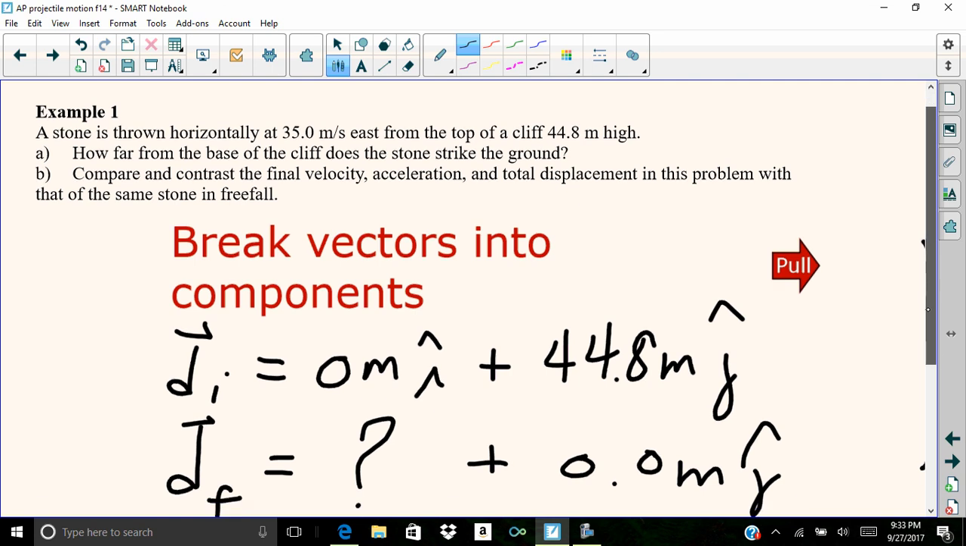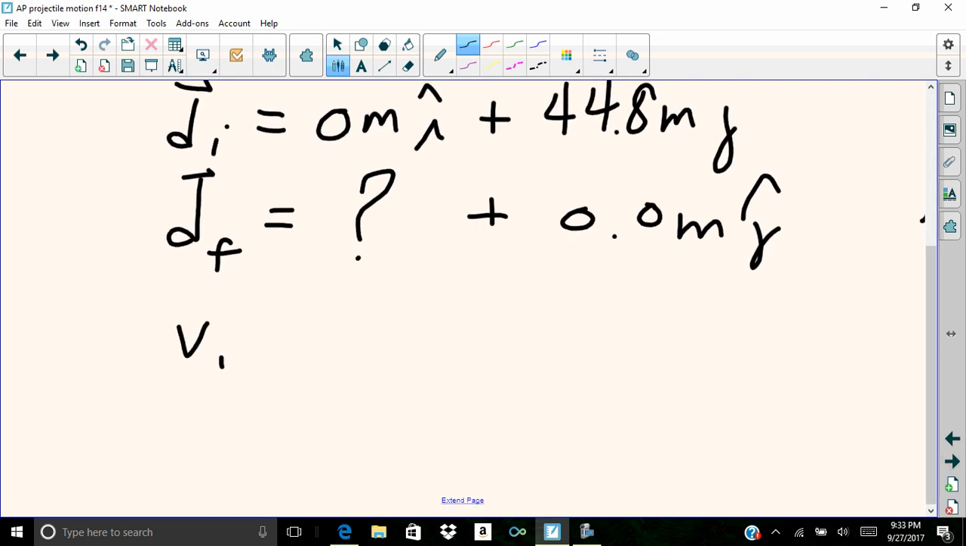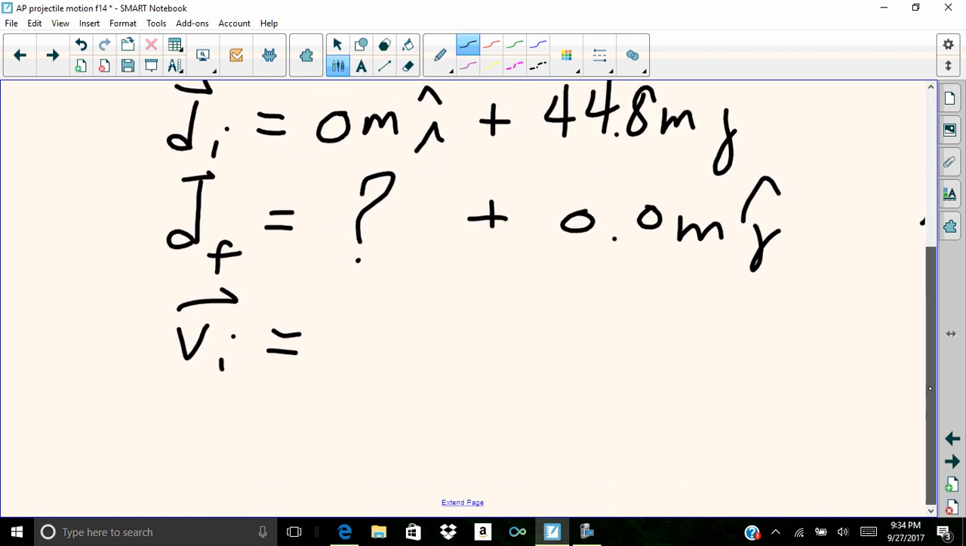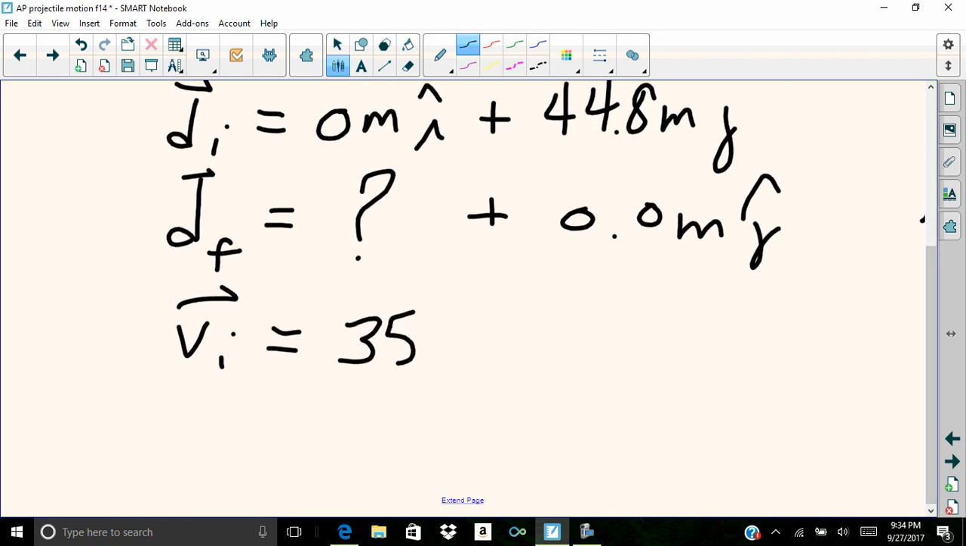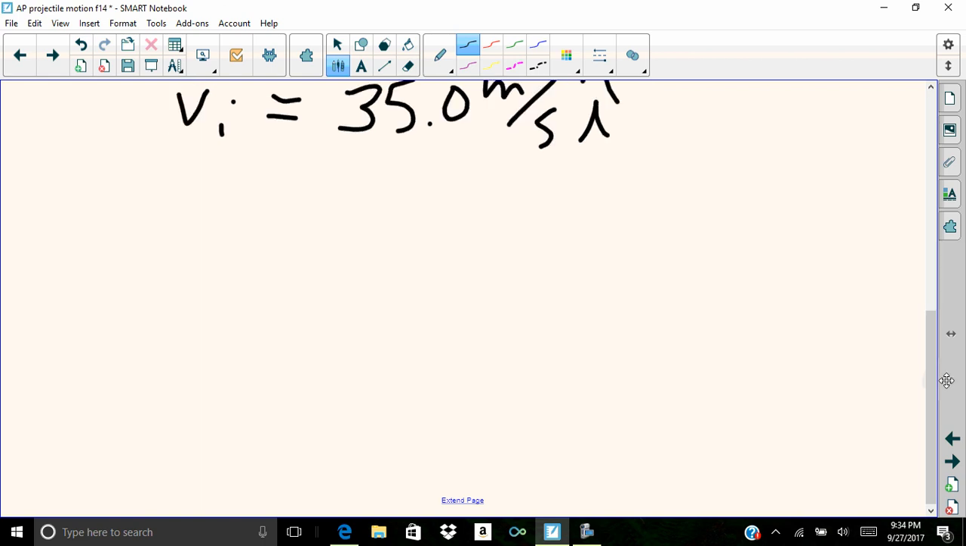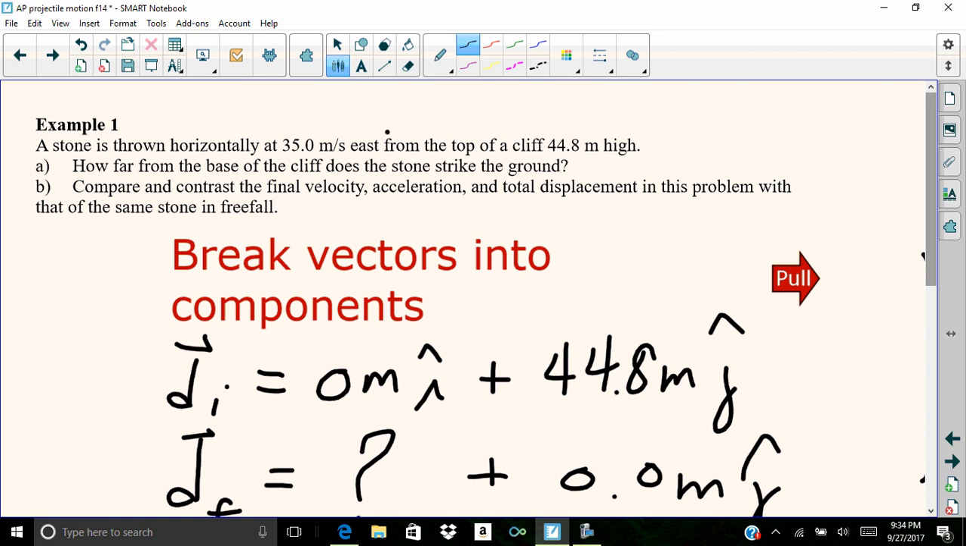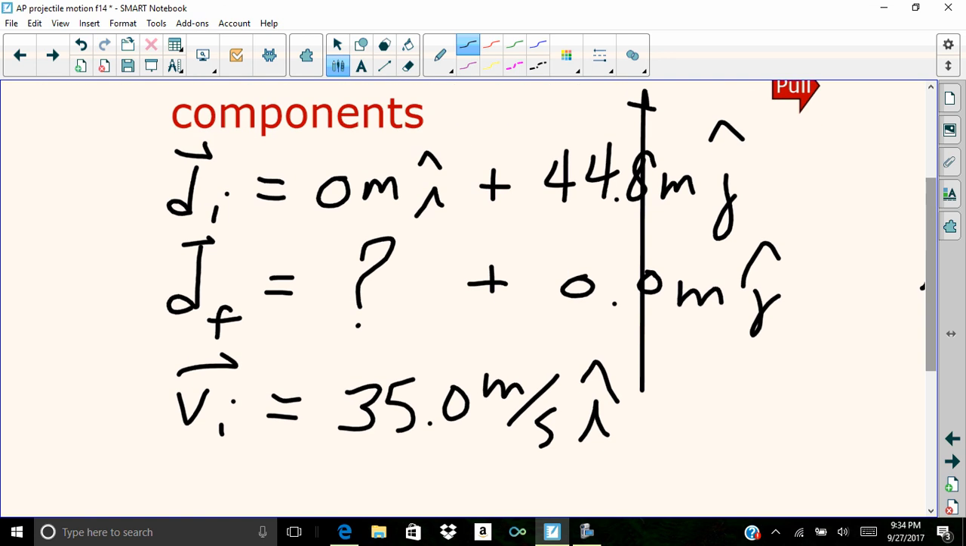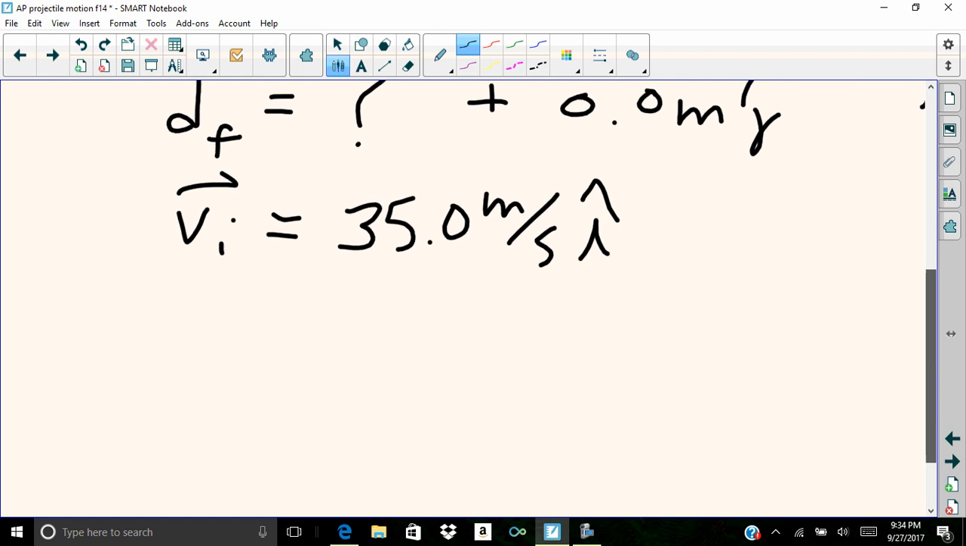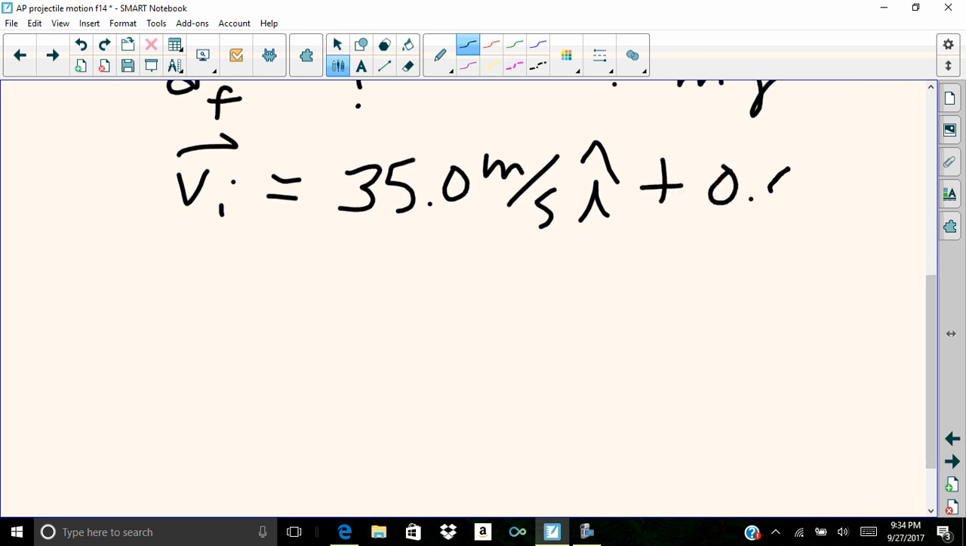Okay, next we have to do initial velocity. My initial velocity is going to be, if I look at this, 35.0 meters per second i hat. And notice I'm only going east to start with. See this? It says east. I'm not going south or north. So I'm going to add 0 meters per second j hat.